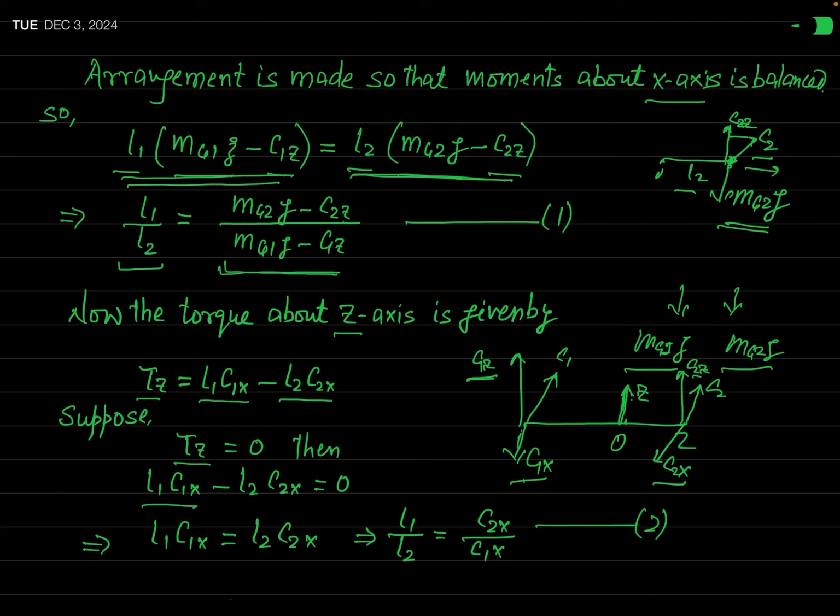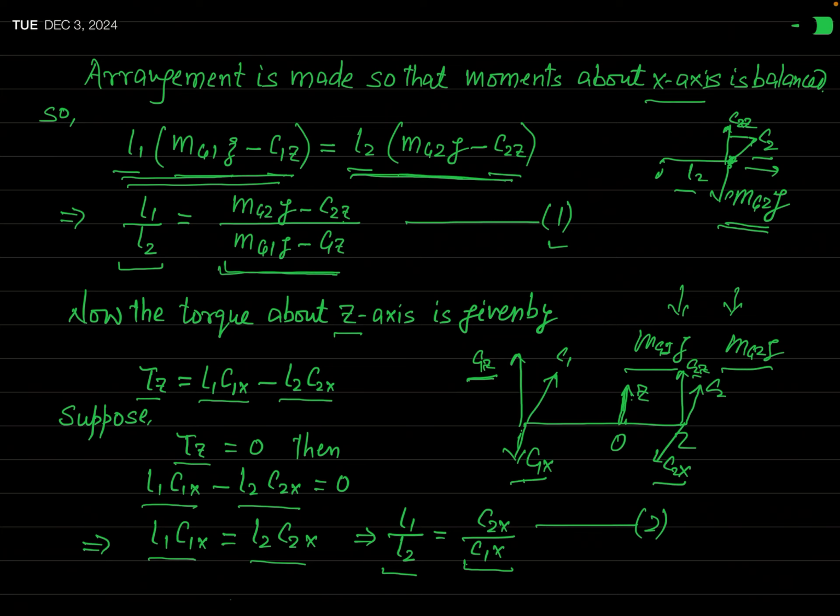Now, if you consider that the torque about the z-axis acting on this system is 0, then you can write L1 times C1x minus L2 times C2x, that will be 0. And therefore, L1 times C1x is equal to L2 times C2x. And so, you can say that L1 over L2 is equal to C2x over C1x. Okay. Now, you can see that equation 1 defines the ratio of L1 and L2, and equation 2 also defines the ratio of L1 and L2.